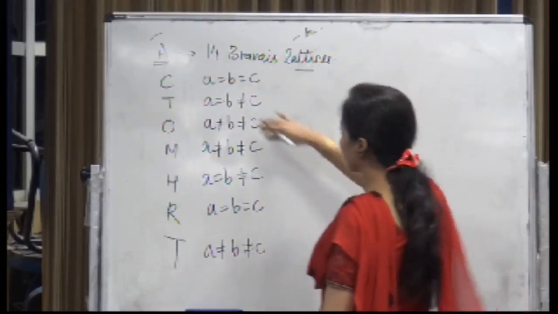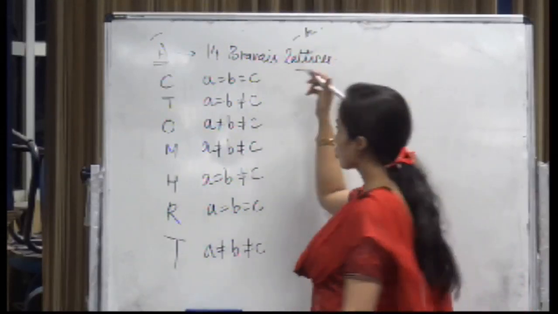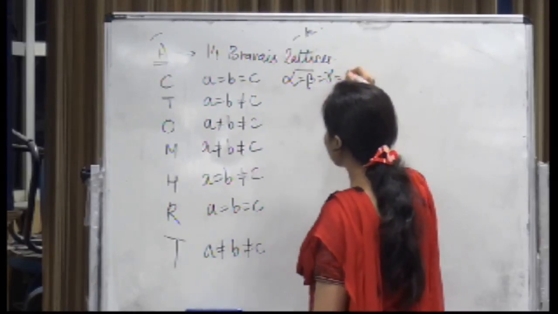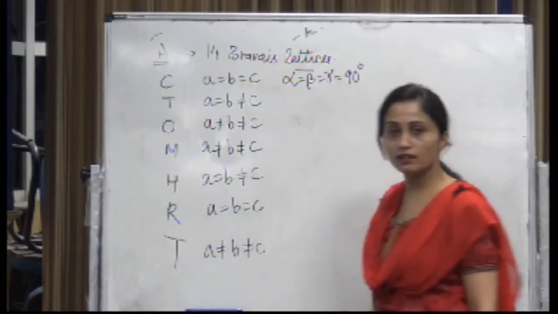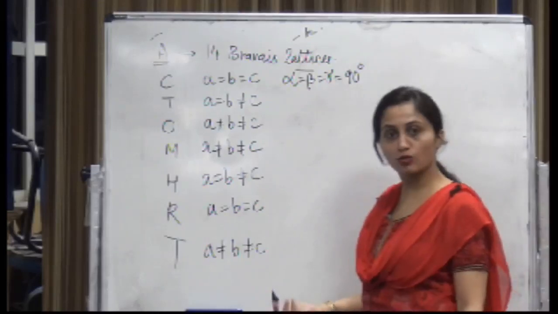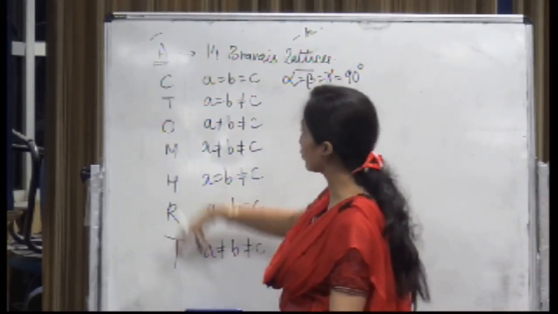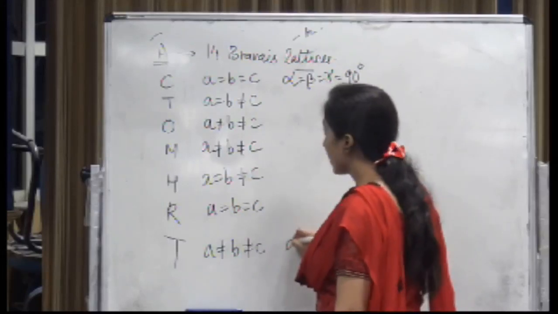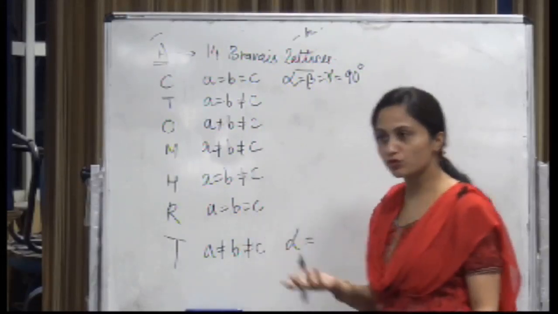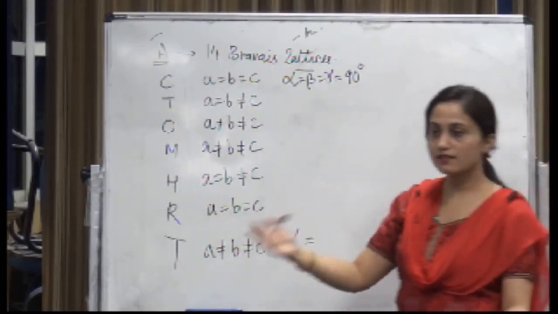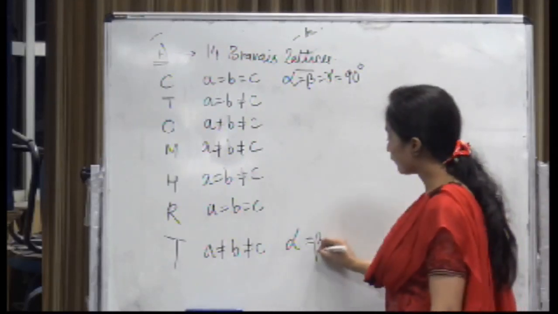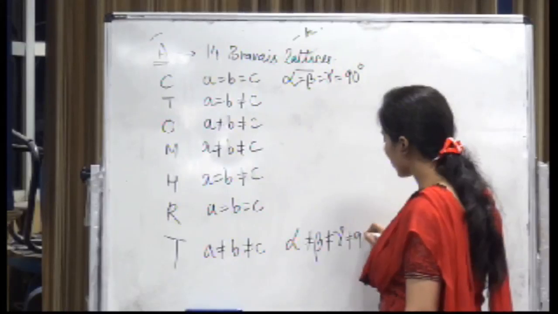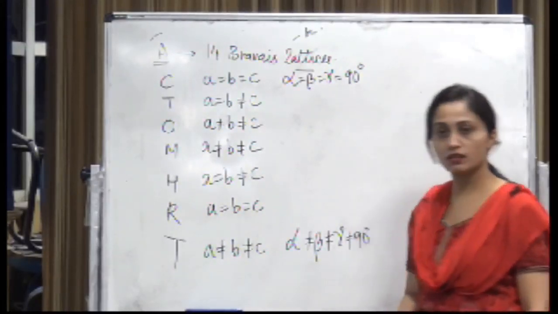Then we come on to the interfacial angle relationship. So here you know alpha will be equal to beta will be equal to gamma, which will be equal to 90 degrees. And for triclinic, you know none of the angles will be equal, because I told you this is the most symmetrical, and here you can actually have alpha. In fact, symmetry we should not be talking of here, because alpha is not equal to beta, is not equal to gamma, is not equal to 90 degrees.